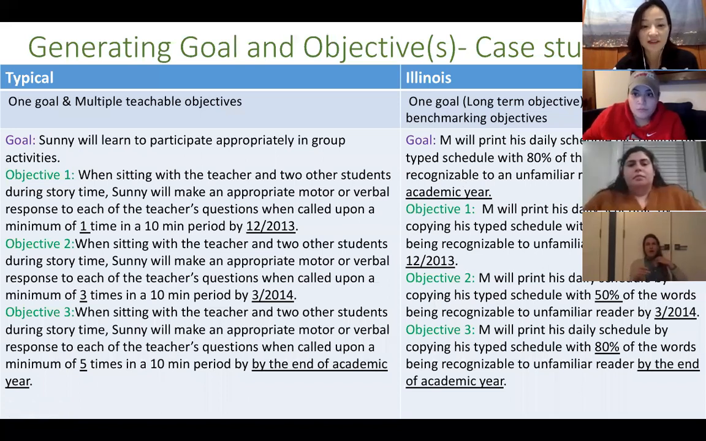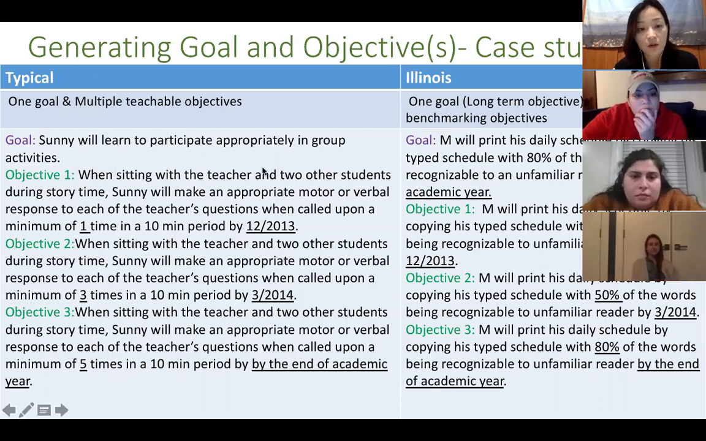About this comparison: I just explained how we understand the goal and objective, which is the way we do it across the state. Like I said, a goal can be broad: Sunny will learn to participate appropriately in group activity. The objective can be very specific, including the 5 teachable components: when sitting with blah, blah, blah. And I develop and benchmark this objective every 3 to 4 months, because an objective is for 3 to 4 months, quarterly, right? So that's how we just practiced.